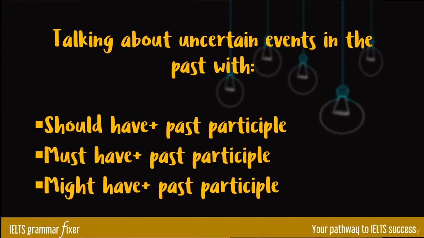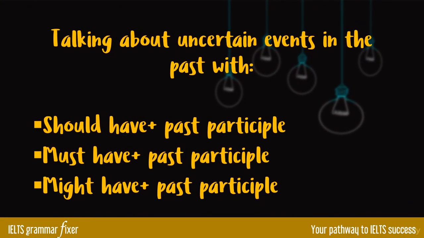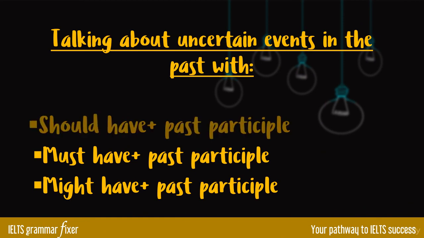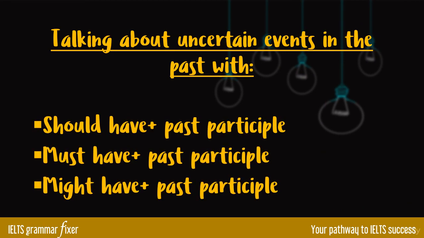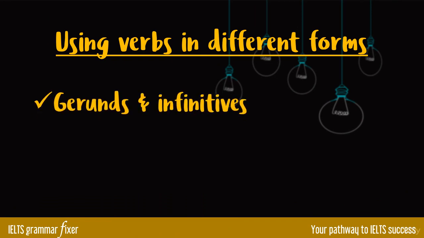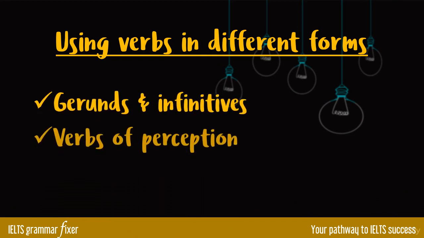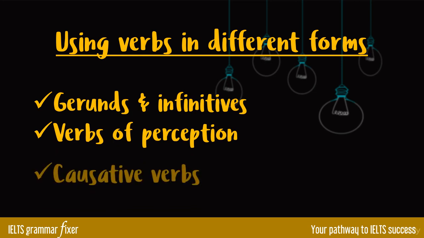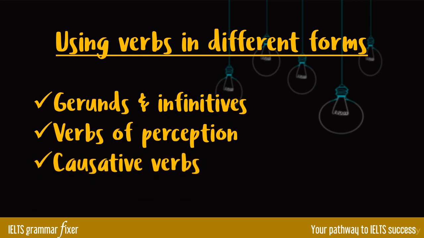In the next section, you will learn how to talk about uncertain events in the past with 3 different expressions. Then, we are going to have a look at how to use verbs in different forms. I'll teach you how to use gerunds, infinitives, verbs of perception, and causative verbs. You will learn exactly how to change the verb forms in different contexts.